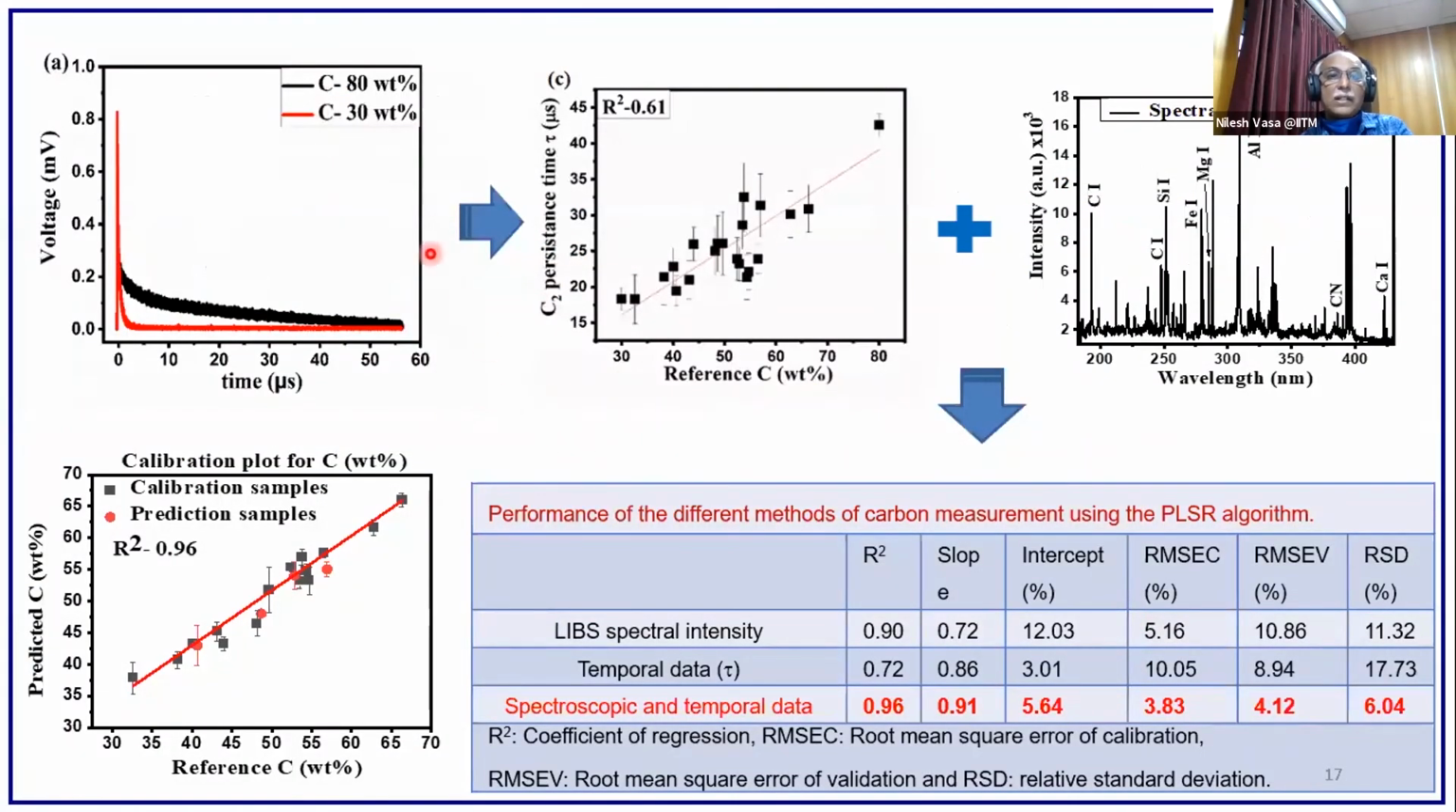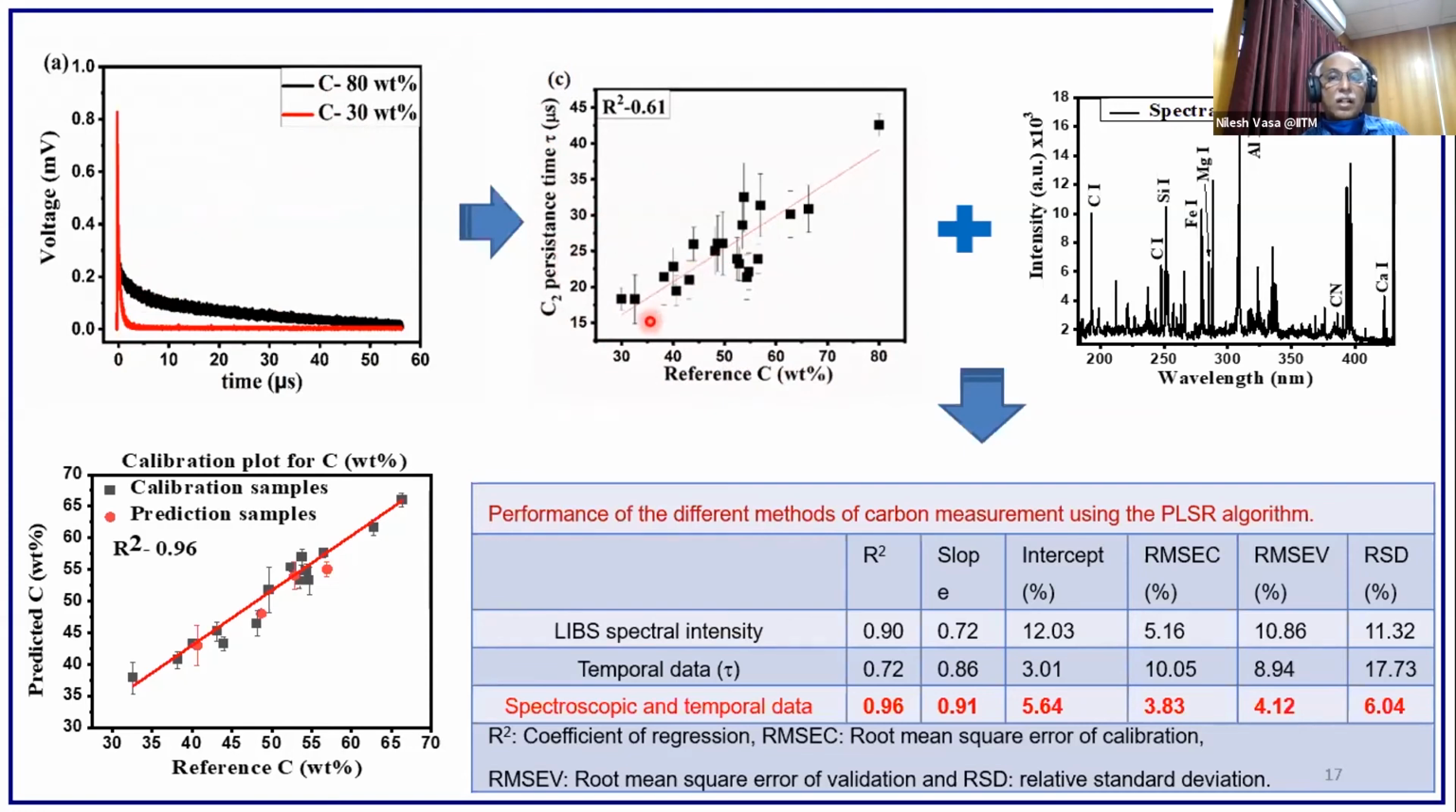Secondly, as I mentioned in the beginning, time resolved studies were made in order to capture the optical emission time, plasma persistence time corresponding to the carbon emission lines around 248 nanometer or so, and those optical emission lines were used to capture more information about the presence of carbon. So from the lifetime of these optical emissions, we have plotted a calibration curve for reference carbon weight percentage versus the C2 persistence time.